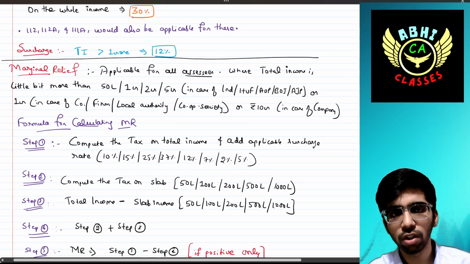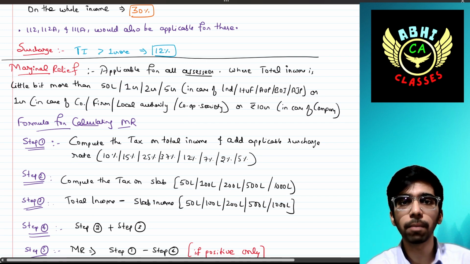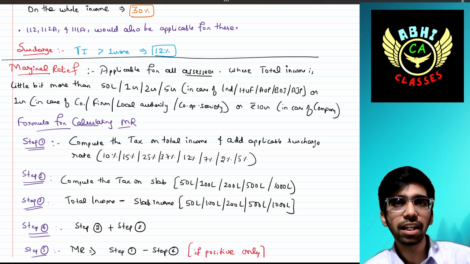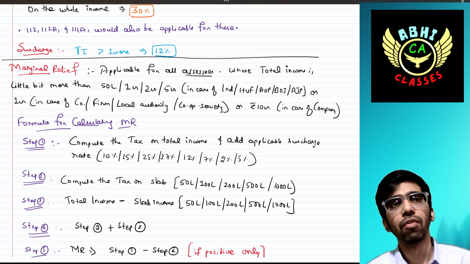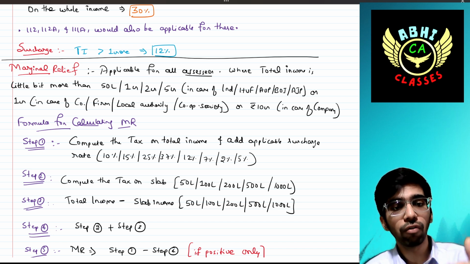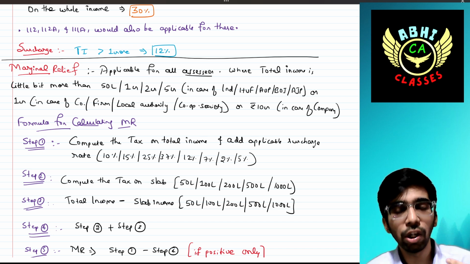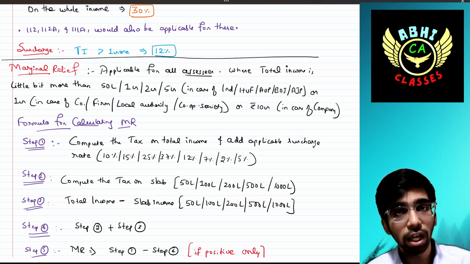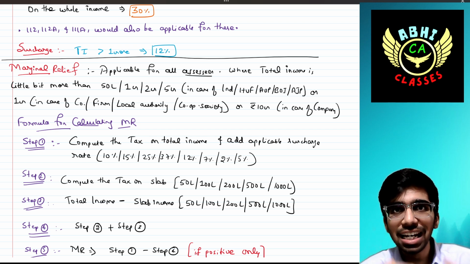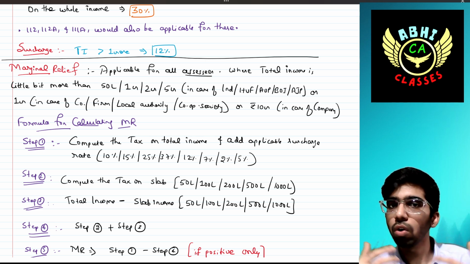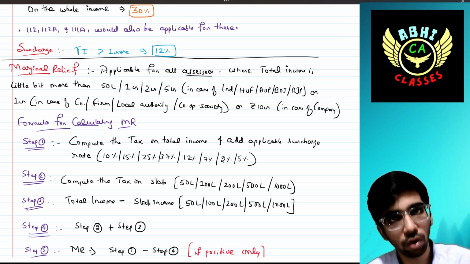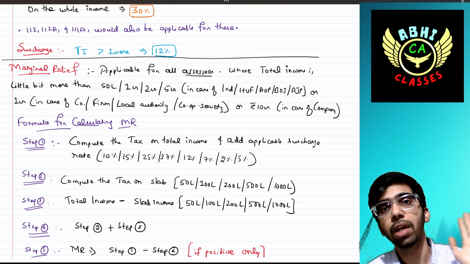Next, marginal relief. So what do you mean by marginal relief? First, it is applicable for all the assessees. The basic definition is where total income is a little bit more than the slab limit. For example, 50 lakh. If I am having an income of 51 lakh, I need to pay a tax amount along with the surcharge also, right? So where my income is a little bit more than 50 lakh, 1 crore, 2 crore, 5 crore, or in case of a company 1 crore or 10 crore respectively, then marginal relief will be applicable.